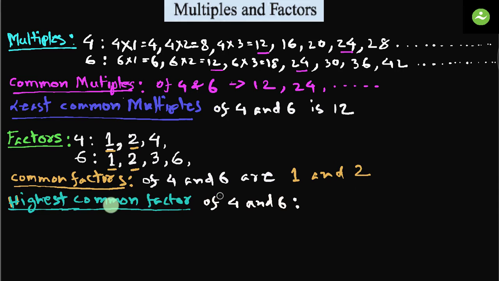So we always say highest, not largest, not any other word. When we talk about common factor, that should be highest common factor, not any other word. So highest common factor is 2. So highest common factor of 4 and 6 is 2.